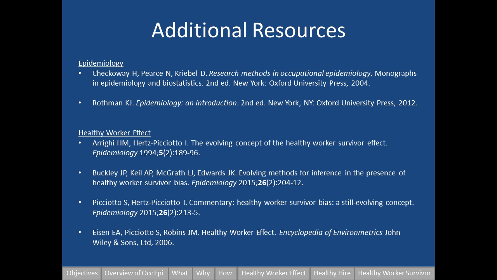Great, and then lastly, I'm just going to end with some additional resources. So a great book, if you're interested more in the methods for occupational epidemiology, is this Checkoway book. If you're interested just generally in epi, this Rothman book here. If you're interested more in the healthy worker effect, there are these great papers here that go into it, including the healthy worker survivor effect and different methods that are available to control it.